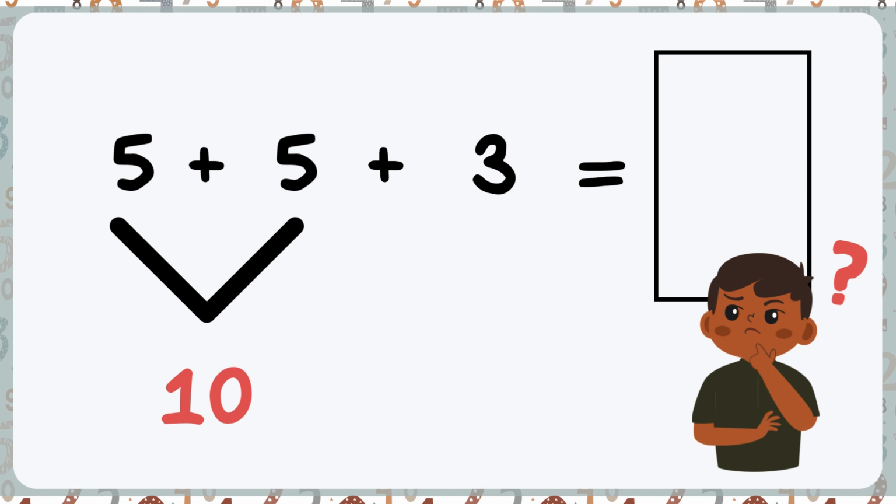So instead of having to add those two parts all together with the third part, I can just add those together first. So 5 plus 5 equals 10. And then all I have to do is add on the other three, the other part, right?